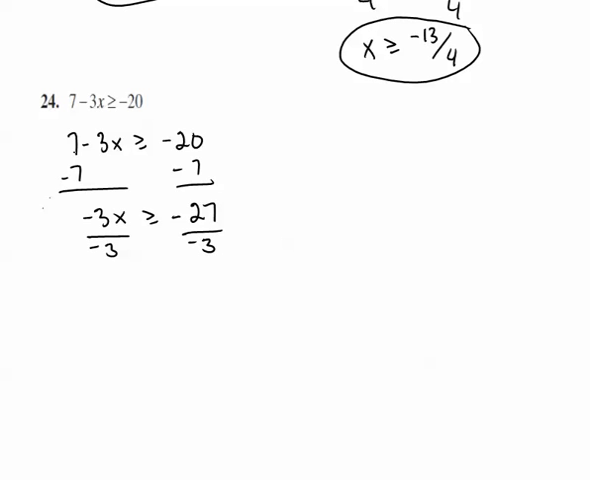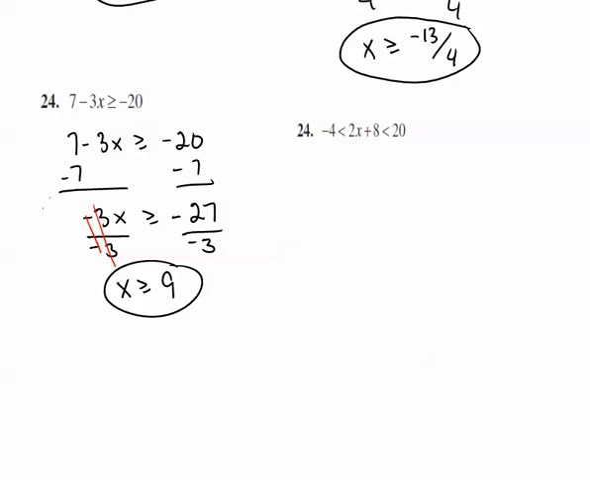Divide both sides by negative 3. Of course, the 3's cancel, and we end up with x is greater than or equal to 9. Remember, negative divided by negative is positive, so that's number 24. Or rather, that's the first number 24, and this is the second number 24.